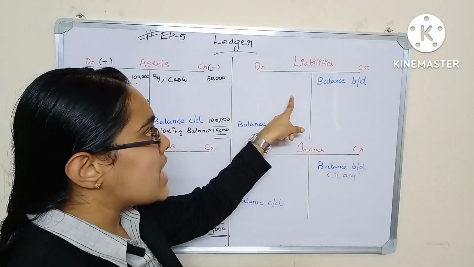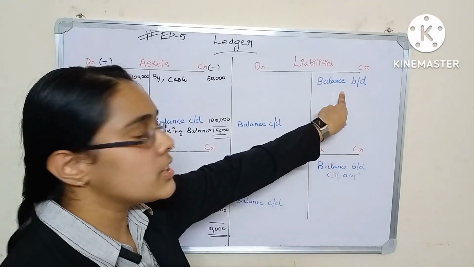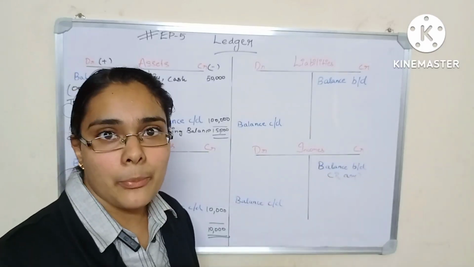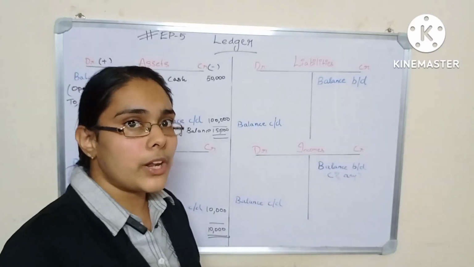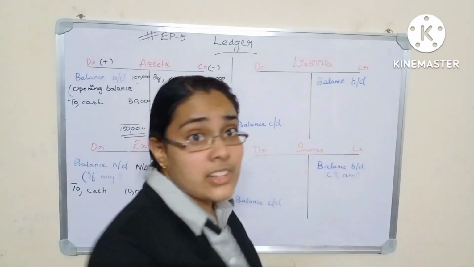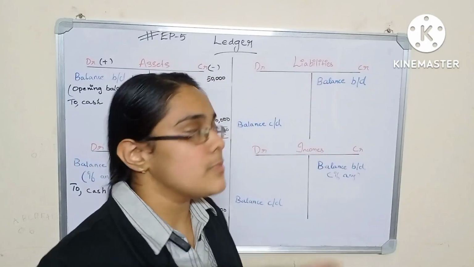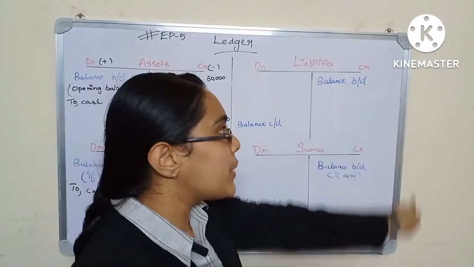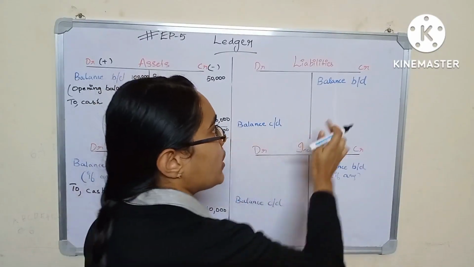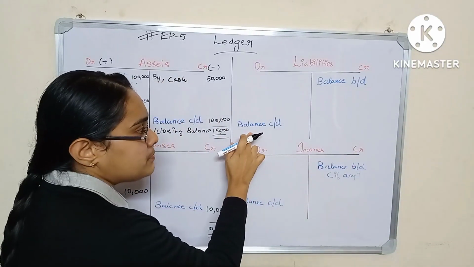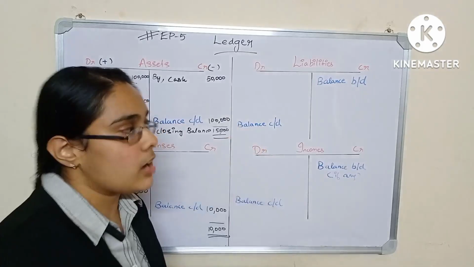So liabilities are having credit balance, so I have written the opening balance on the credit side. If you have capital accounts, the capital account will have an opening balance, so such accounts we will write on the credit side. Your creditors account, creditors is also a liability, so creditors will also have an opening balance on the credit side. So you can write the opening balance here, and automatically the closing balance appears on the debit side of the account.